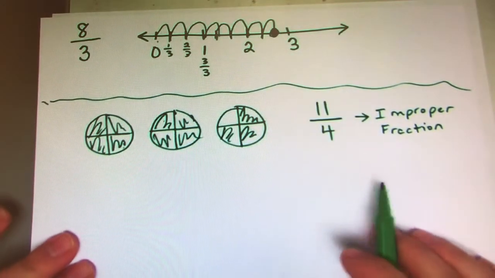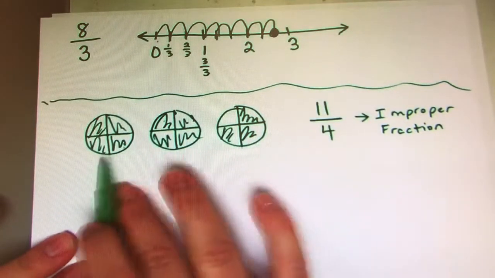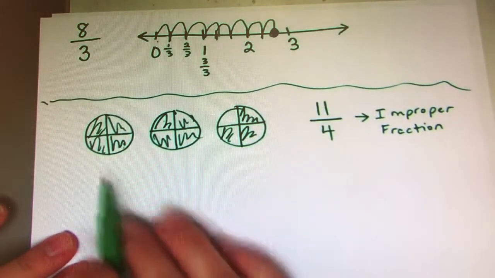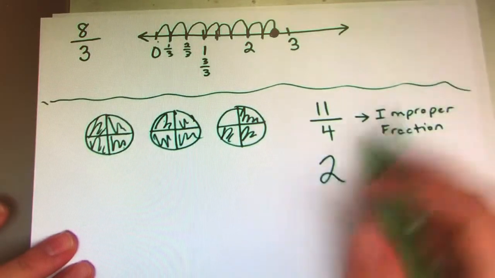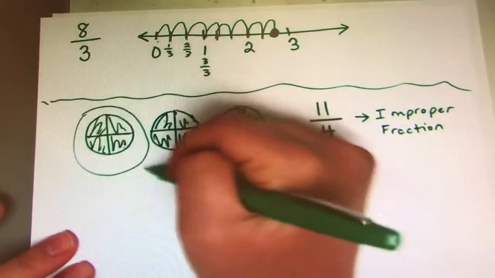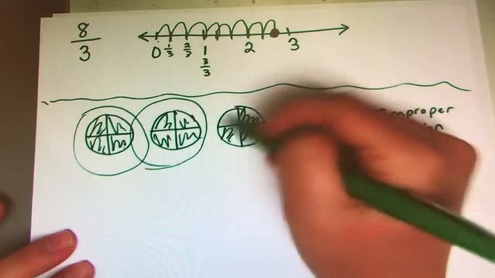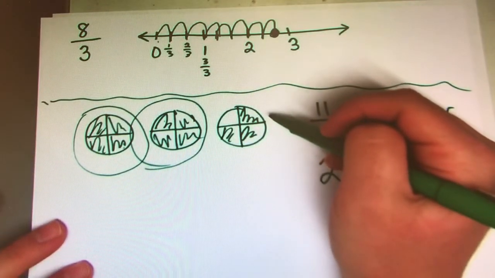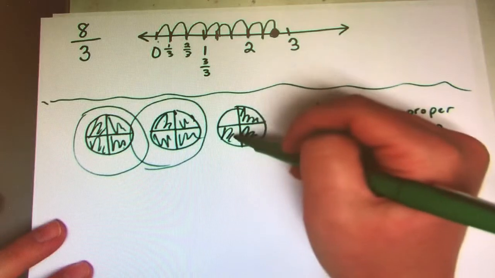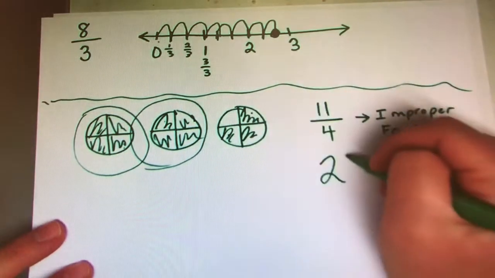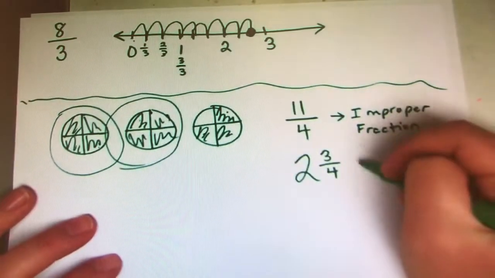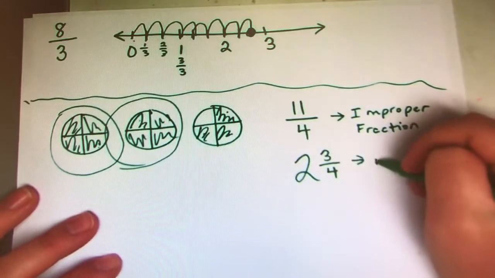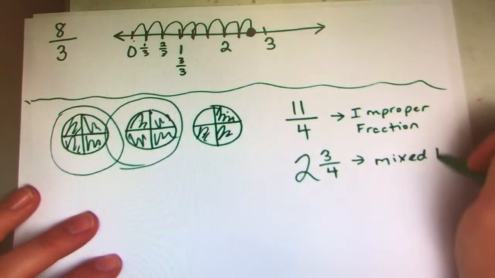Okay, so let's talk about this. How many whole circles are shaded? So you agree that I have 3 whole circles here. There are 2 whole circles shaded, so 2 is going to be my whole number. 1 whole, 2 whole. Now in the third circle, not all of it is shaded, so I don't have 3 whole circles, but how many of this circle do I have? I have 3 out of the 4 pieces. Okay, so 2 3/4 is called a mixed number.